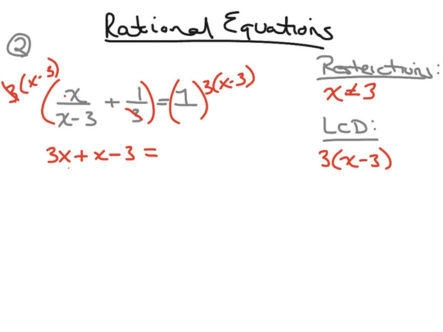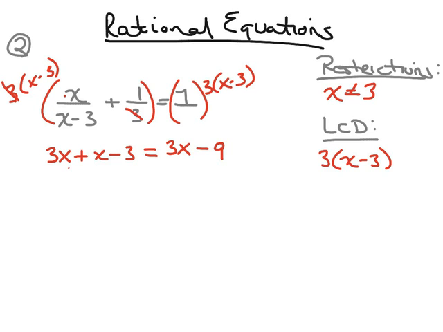When I go to the right side of the equation, notice there is no denominator. All I have is a 1, so there's nothing that cancels out. I'm simply going to multiply all three of these together. So 1 times 3 is 3. 3 times an x minus 3: 3 times x is a 3x, and 3 times a negative 3 is a negative 9.